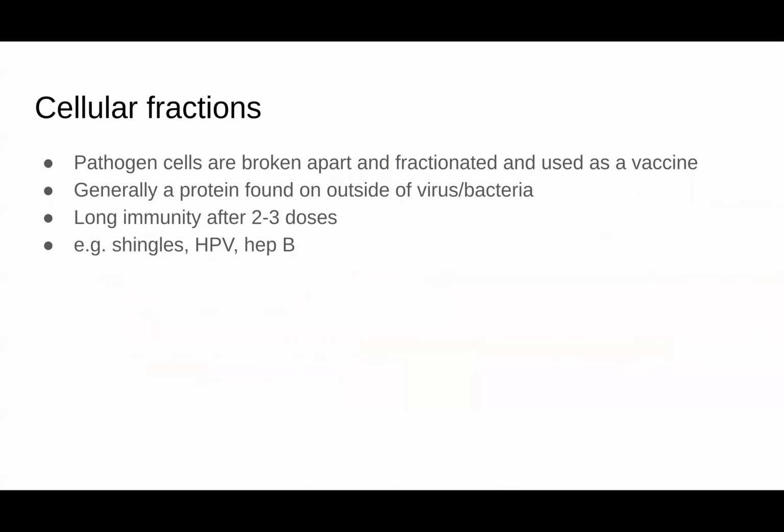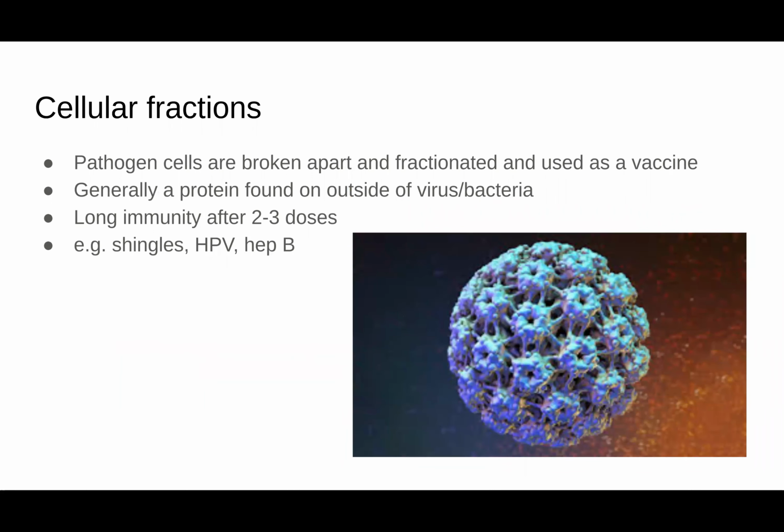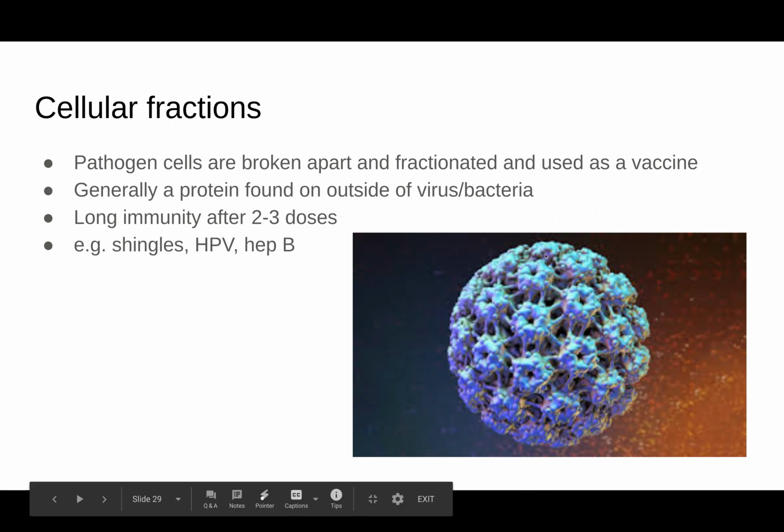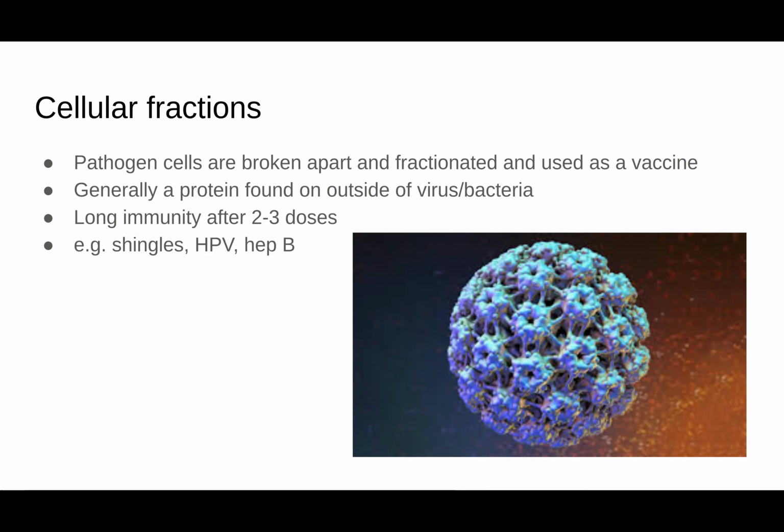They're very, very safe. Next up is cellular vaccinations, which is very similar to the one we just talked about. This is the idea where the pathogen is broken apart and fractionated, and those fractions of the cell are used. Say, for instance, if we have a virus here, the outer coating of the virus is used as a vaccine. So you get rid of all the other stuff about the virus, you just keep one specific part of the virus, and you use that as a vaccination.